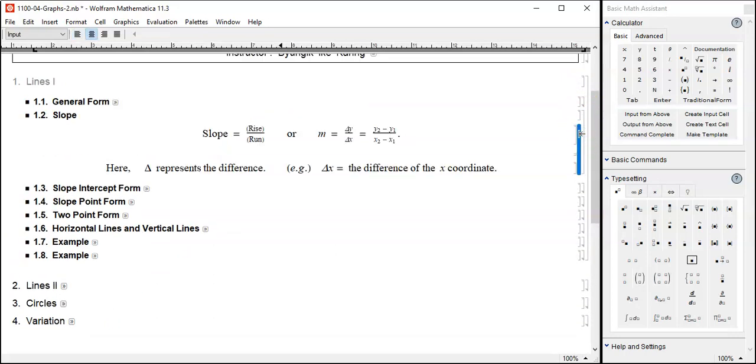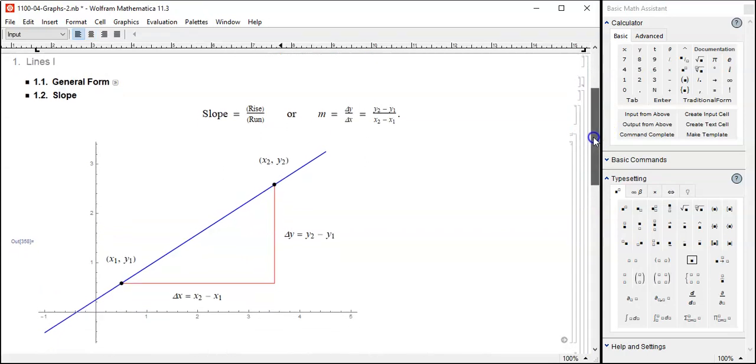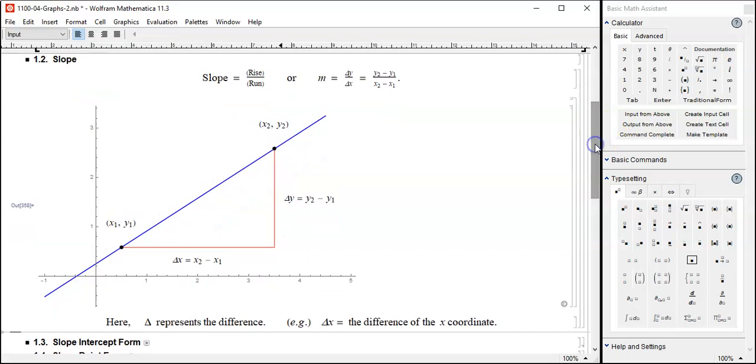The most important concept in line part is, of course, the slope. Geometrically, it can be written like this: rise over run. The rise is the vertical distance, the difference of y-coordinate, and run is the horizontal distance, the difference of x-coordinate. Analytically, it can be written as delta y over delta x, where delta represents the difference. This triangular symbol is actually a Greek letter. The Greek letter delta represents the difference. So delta x is the difference of x-coordinate, and delta y is the difference of y-coordinate.